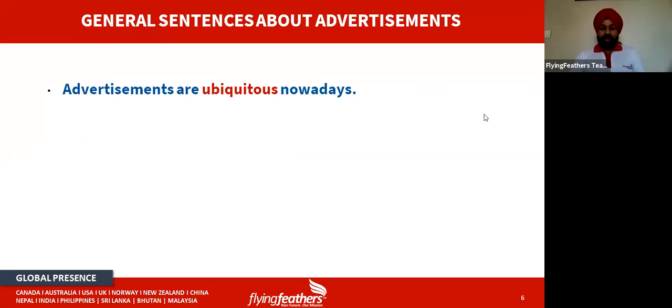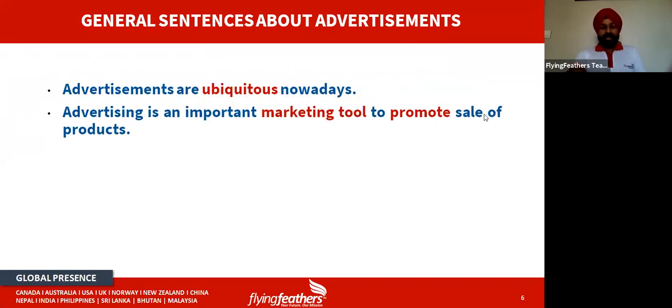When we open the internet, there are advertisements, and when we go through the newspaper, there are advertisements. So advertisements, they are ubiquitous nowadays. Everywhere we see advertisements. This is an important, good vocabulary word, and you can note it down if you want to in your notebooks, right? Second is, advertisement is an important marketing tool to promote the sale of products.